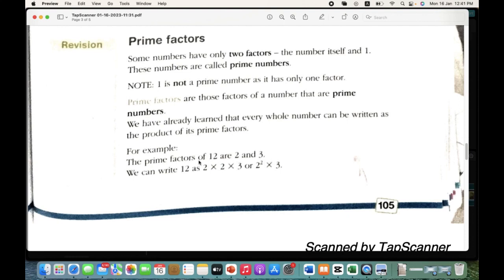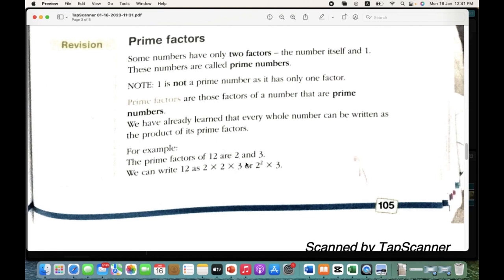We are not saying the factors of 12. All the factors of 12 are more than this. But if they're asking you for the prime factors of 12, they're asking you for only the prime numbers that can go into 12. It's only 2 and 3. 5 is not, 7 is not, and so on.